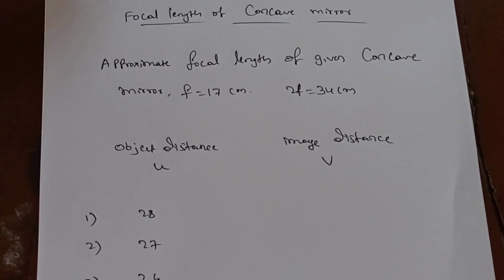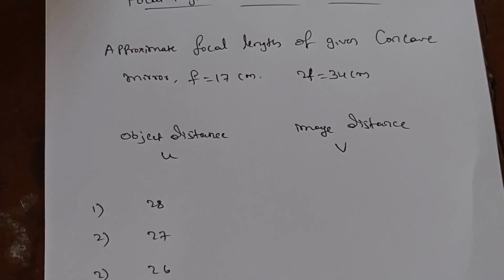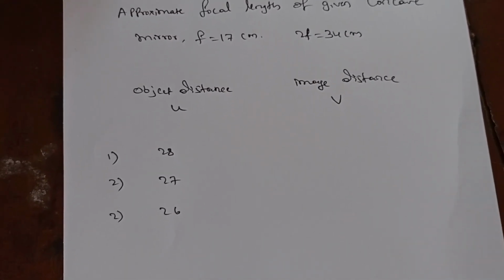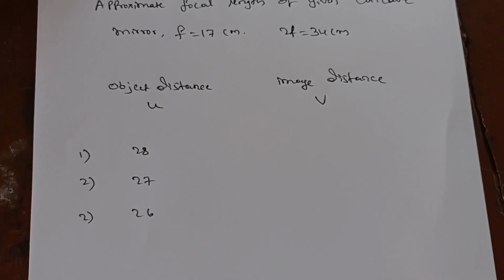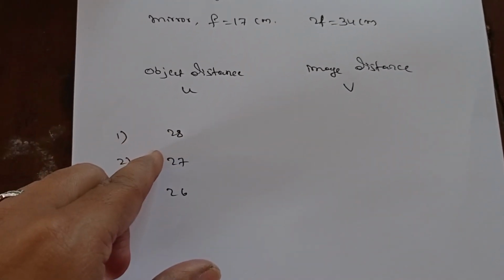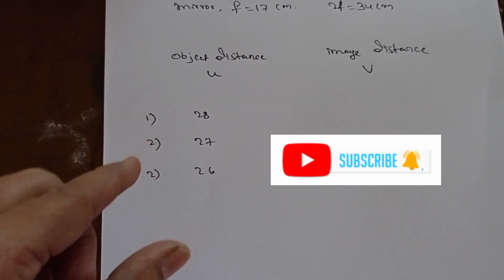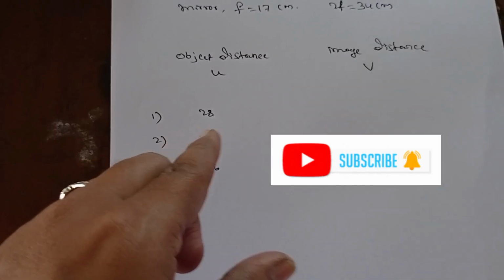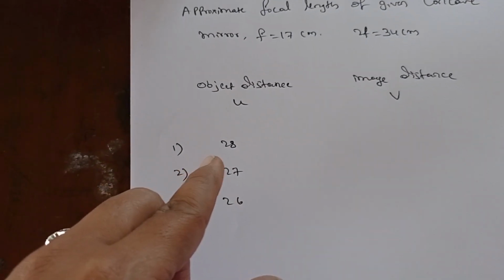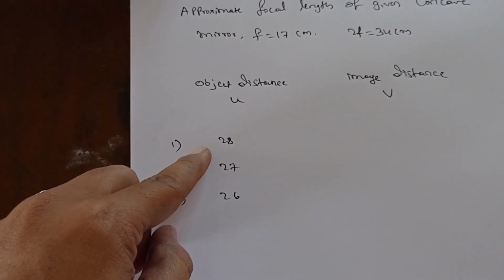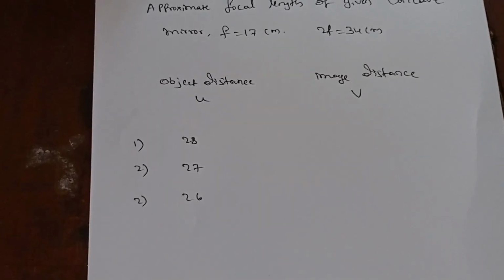We have to make it double. 2f means 34 centimeter. And I am taking the approximation of certain image distances. u means object distance and v means image distance. Here the object distances are 28, 27, 26. First we have to set this distance, then for that particular distance we have to measure the image distance. Here first I kept 28 centimeter as the object distance. For this object distance I am taking the image distance. Now I will show how to measure the image distance.